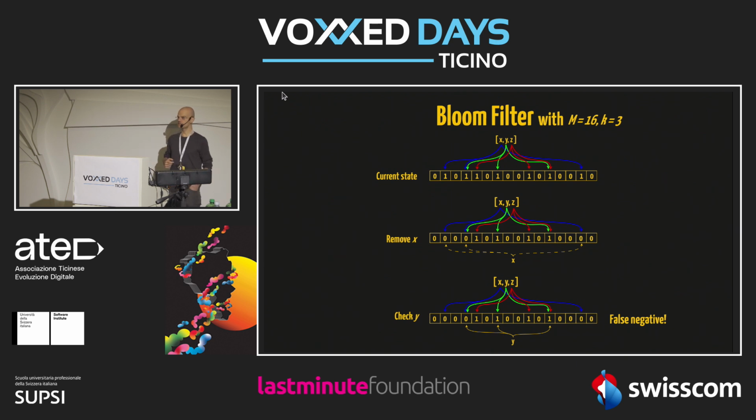So in this case, we would have true positives, true negatives, and also false positives and false negatives. And this, of course, means that the data structure has no use at all. So a Bloom filter simply does not accept deletion of data.